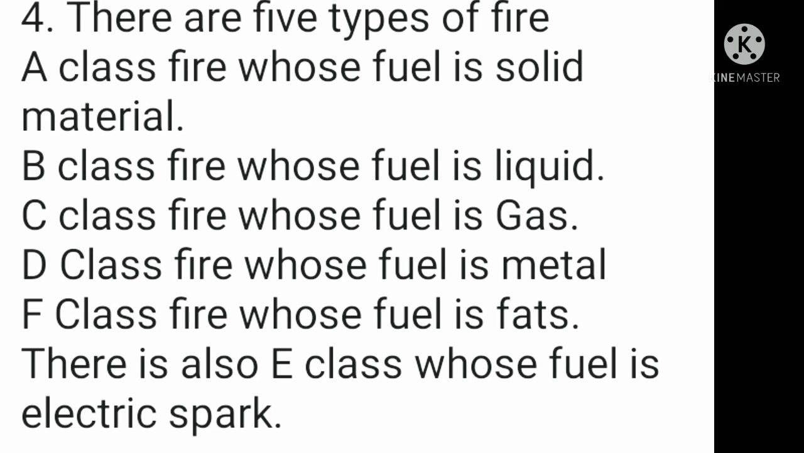A-class fire whose fuel is solid material. B-class fire whose fuel is liquid. C-class fire whose fuel is gas. D-class fire whose fuel is metal. F-class fire whose fuel is fats. There is also E-class whose fuel is electric spark.